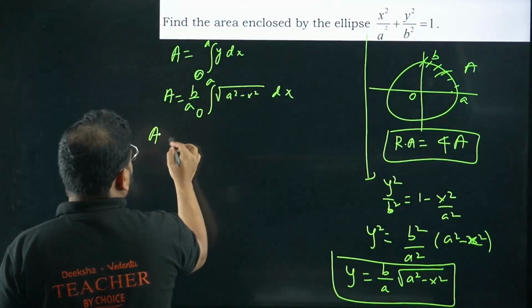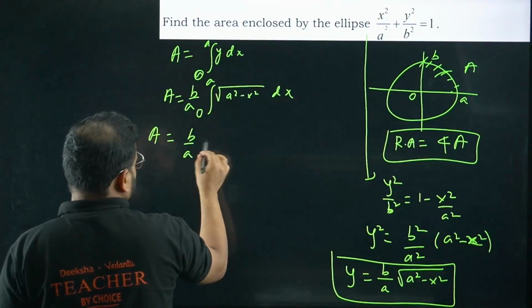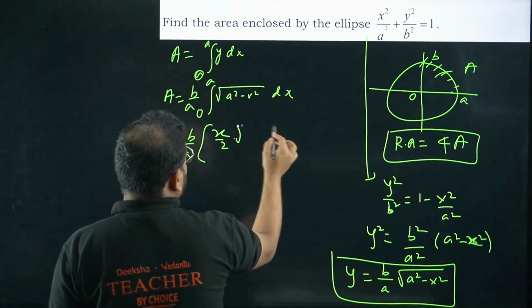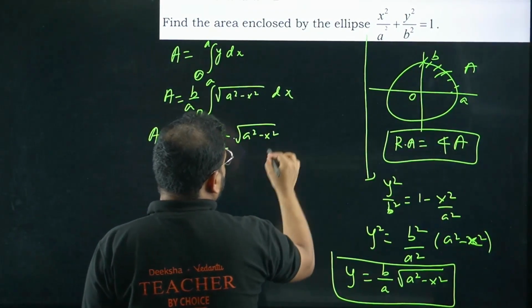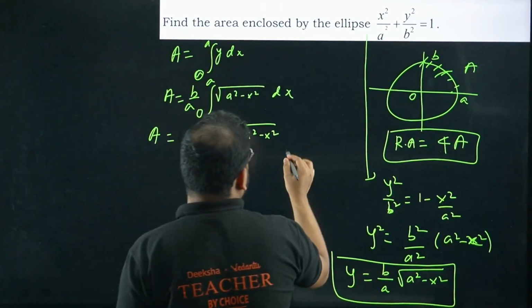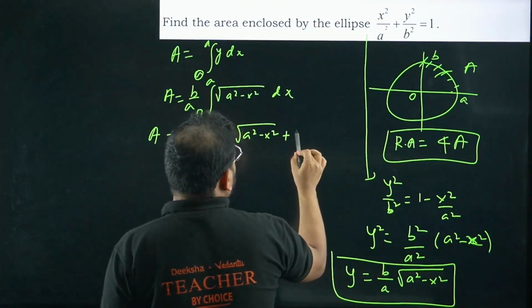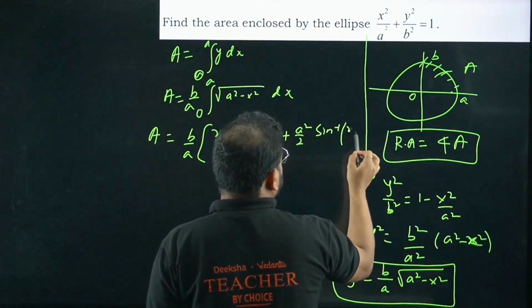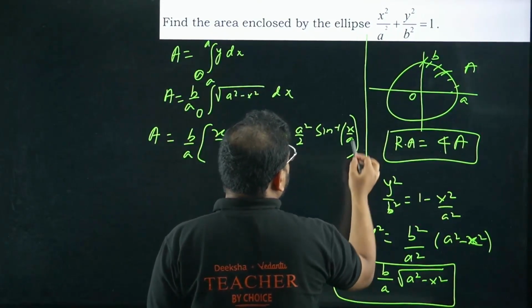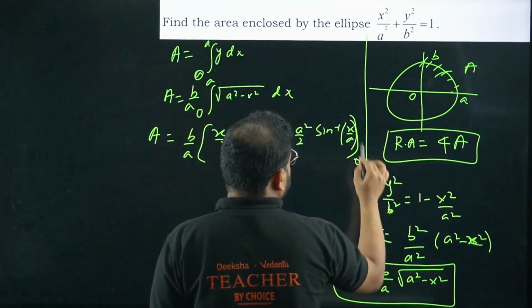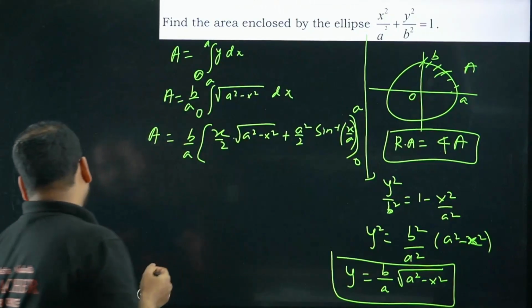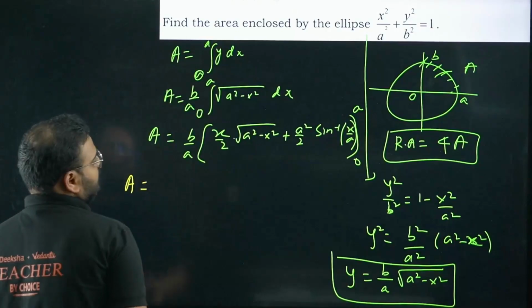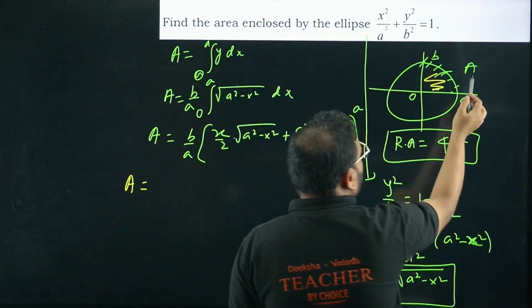Integrate this particular function, so b by a is outside. I now get x by 2 times the same root, plus a square by 2 sine inverse of x by a. From where to where? From the limit we have 0 to a, of course. Now put the limit value in the function that we got for the area, for only this part, a part.